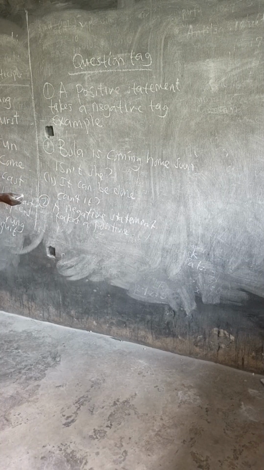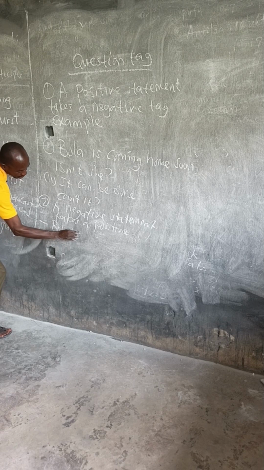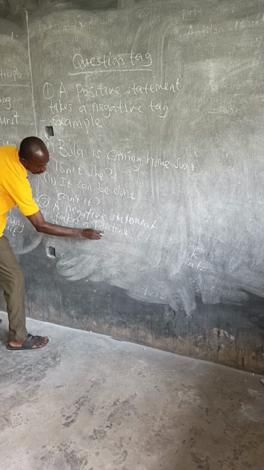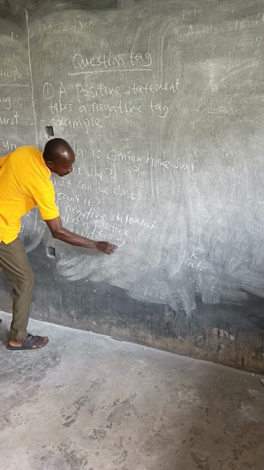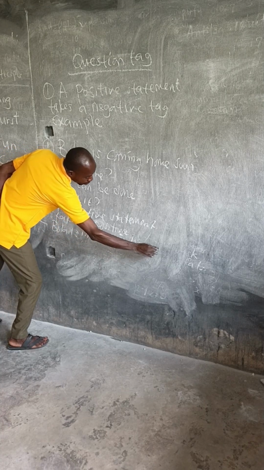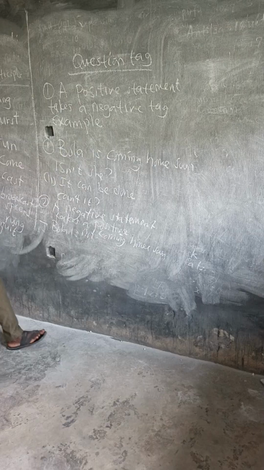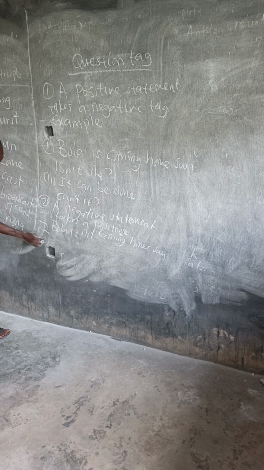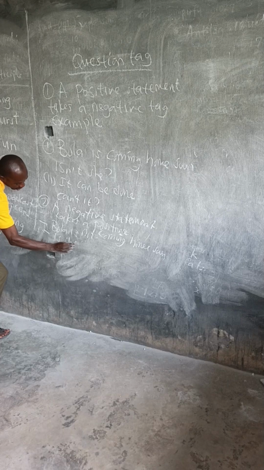So you now go and say, Bola is coming home soon. The same example: Bola is not coming home soon. So the tag will now be what? Because this one is negative, the tag will be "is she?" That's what you have there.